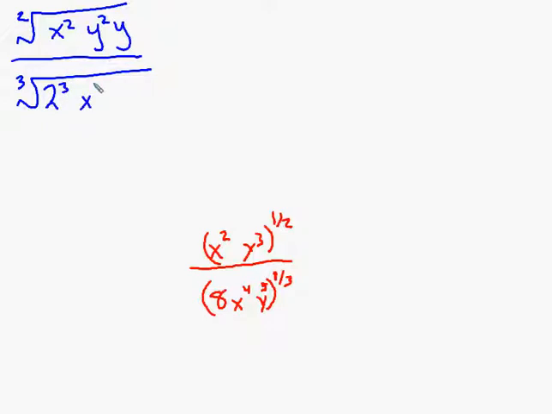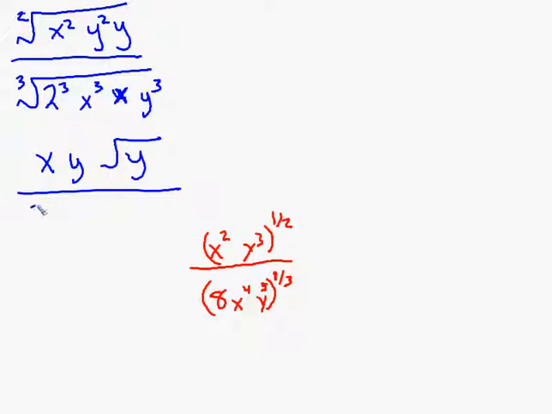I'll split up that x. Okay, now these are different indices, so I can't cancel any of this, but I can go ahead and do my radical. I can take that square root and I can take this cube root. And all of these, except for that x, were a perfect cube. So I have that left.